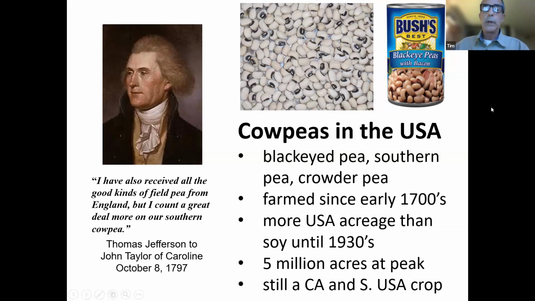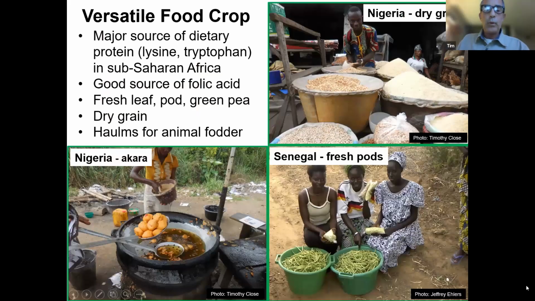But really a big reason for the funding of genetic research on cowpea is its relevance to global food and nutritional security, particularly in sub-Saharan Africa, where cowpea is a versatile food crop. It's a major source of dietary protein for people, providing lysine and tryptophan to balance the amino acid composition when paired with cereal plants. It's also a good source of folic acid, which is important for proper neural tube development in newborns.